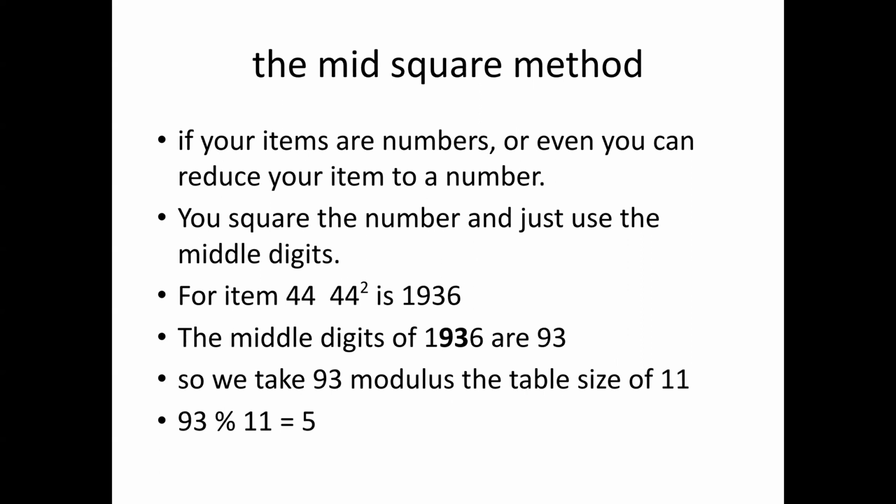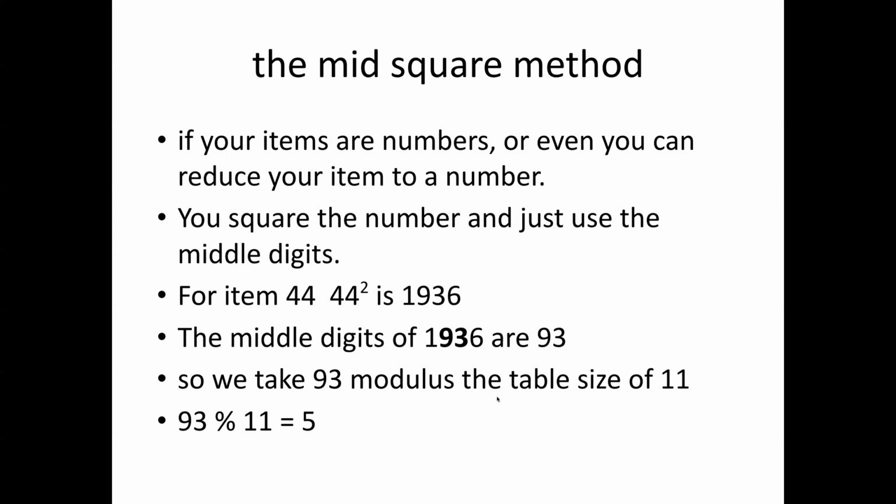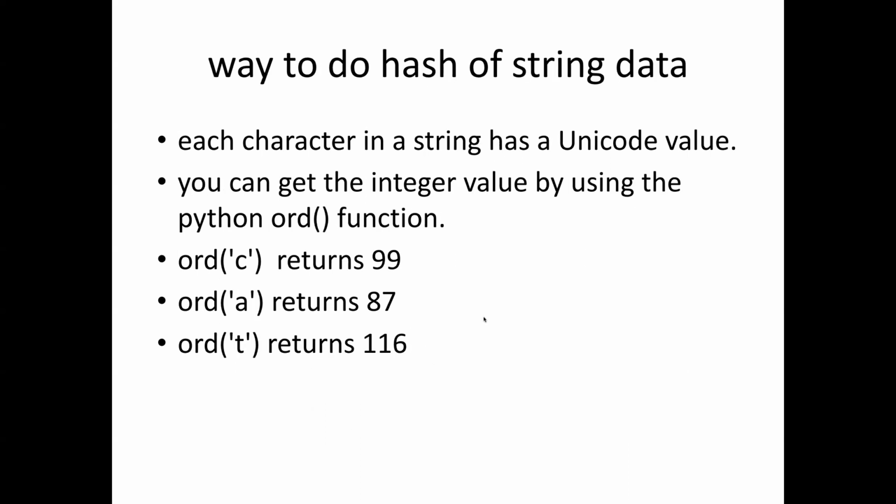Another way is the mid-square method, in which you square the number, right? Take like 44 and take the middle 2 digits. That's another technique, right? In this case, the advantage is that adjacent numbers will hopefully be hashed to fairly different slots, okay? So no clustering happens. So we can take 93 modulo the table size to get 5. Okay, that's another method for a hash function. There are a lot of ways to do a hash function, okay? The idea is to create fewer collisions.